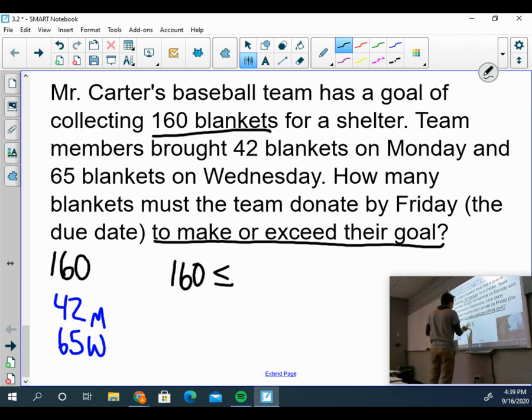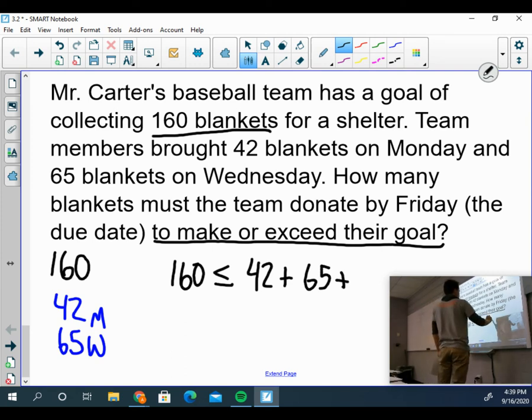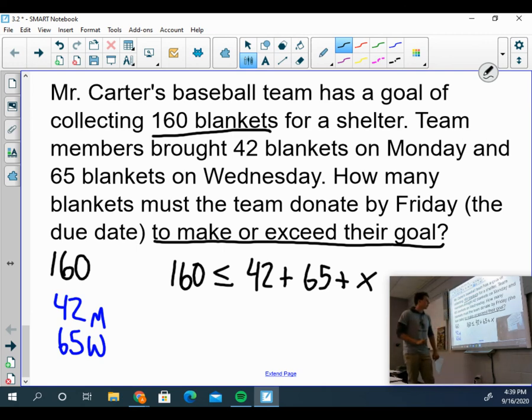Okay, so the minimum we want to get is 160, so the open side faces away. What currently is making up that 160? We had 42 blankets on Monday. We had 65 on Wednesday. And we're trying to figure out how many left we need to get on Friday to beat our goal, or at least tie it. Again, key words, make or exceed that goal. Make is what allows us to put that equal sign underneath the inequality. If it just said exceed the goal, it'd be strictly greater than.